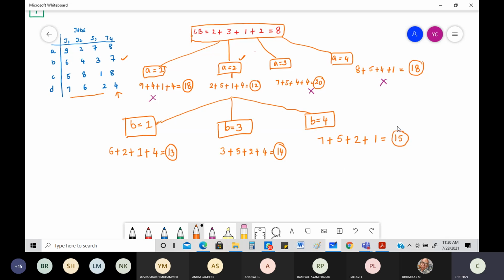Now you check which is the smaller among all these things, or the least among all these things. 13. What is the meaning of that? That this will not be considered. These two will not be considered.